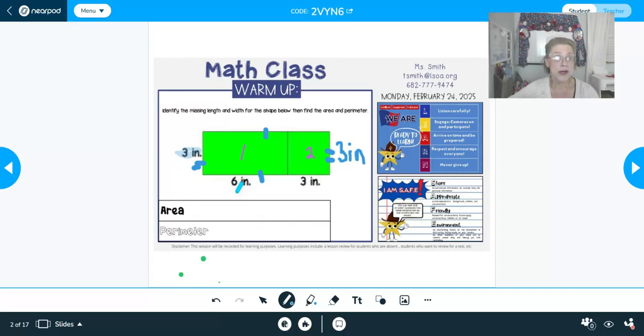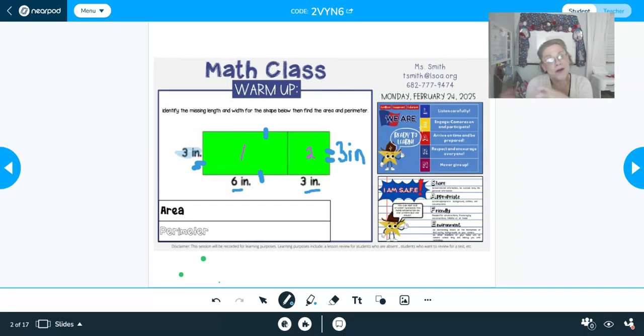The length they didn't add anything on to. So let's look right here. We had 6 inches and 3 inches. When we combine something, what operation do we do? Do we add, subtract, multiply, or divide? What did I hear y'all say? Like all the way over in Texas? Yes, when we're combining, we're putting something together, we are adding.